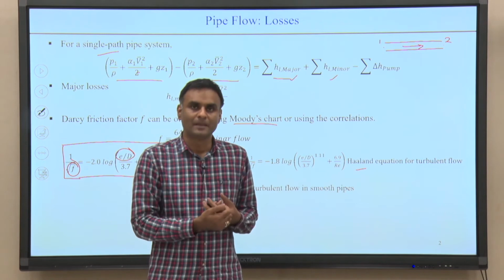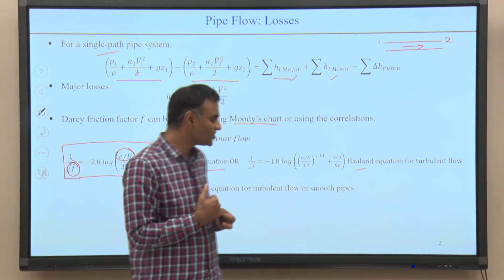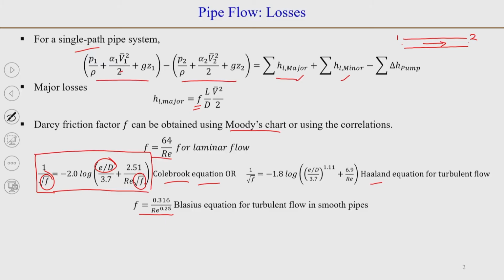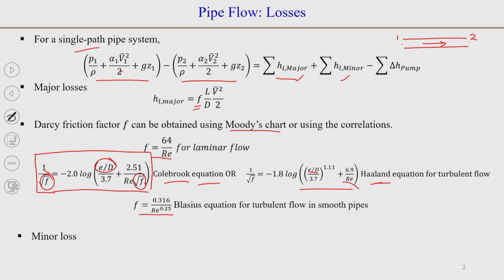If they are same, then you say that the value has converged. So, to simplify the calculation process a bit, Haaland developed another equation which is explicit. So, there is no f on the right hand side. So, if you know the roughness of the pipe and the Reynolds number, you can calculate it directly, and the results are not far off when you compare with those obtained using the Colebrook relationship. So, that is about major losses.